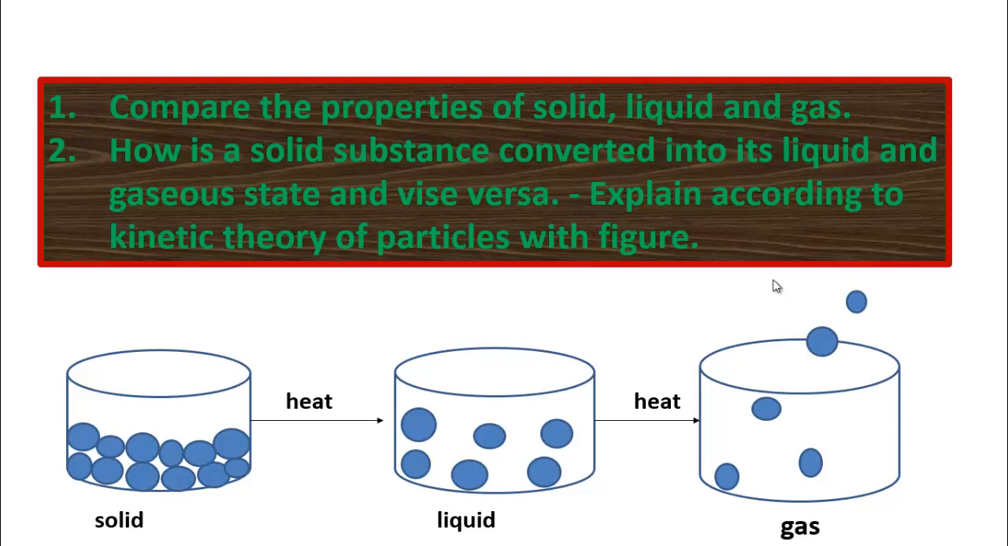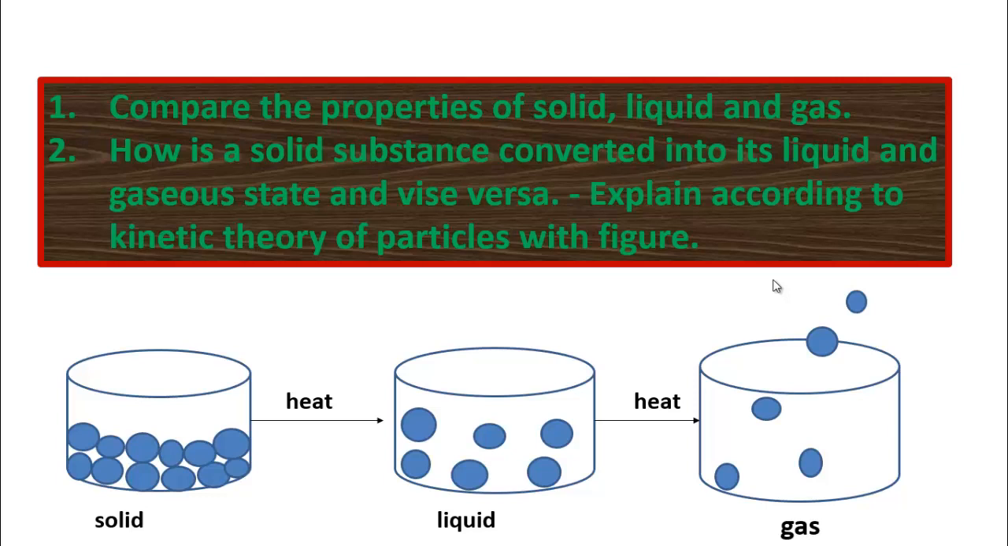Now the comparing point, for example, volume. A solid substance has a fixed volume, a liquid substance also has a fixed volume, but a gaseous substance does not have a fixed volume. Like this way. Also you can give other comparing points, that is shape, and also intermolecular force, intermolecular distance, etc. Now the second question is, how is a solid substance converted into its liquid and gaseous state and vice versa? Explain according to the kinetic theory of particles with a figure.